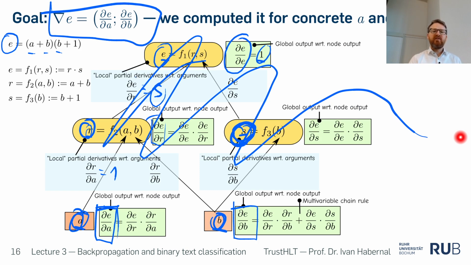Because for the next iteration, if I move these somehow differently, A and B will be different, then all these computations will be different. So then I need to compute this whole thing again. But for one forward and backward pass, I'll have this cache.